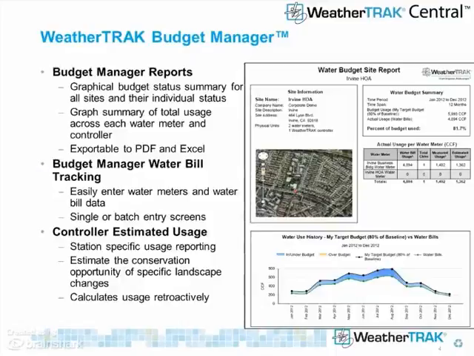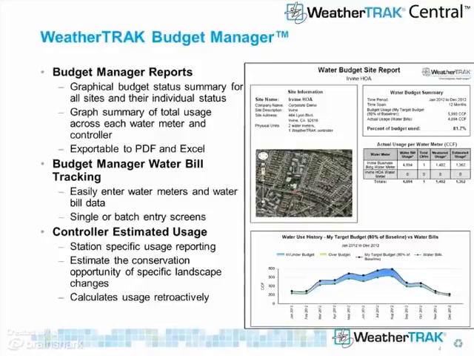Once you tell the controller how many gallons each station is using, the WeatherTrack multiplies the gallons per minute by the number of minutes a station has run to provide an estimated usage. Once calculated, the Budget Manager can plug these estimated usage numbers into your water budget to see how you're adhering to your water restrictions and give you a perspective on how much water your site should be using.